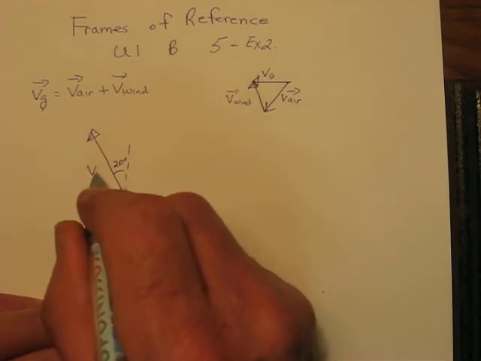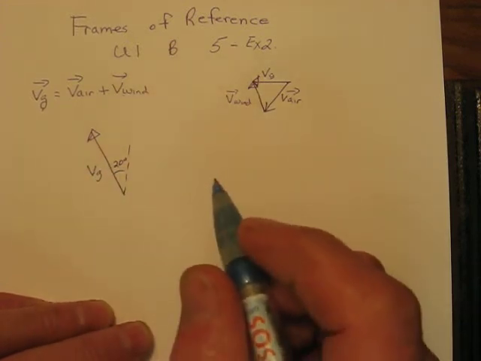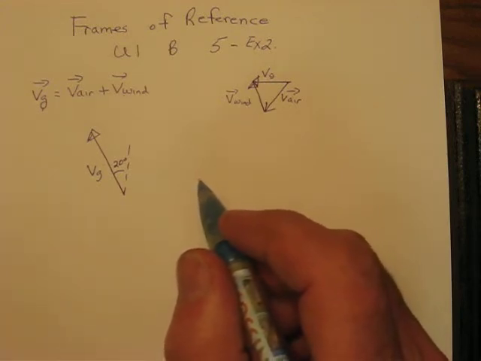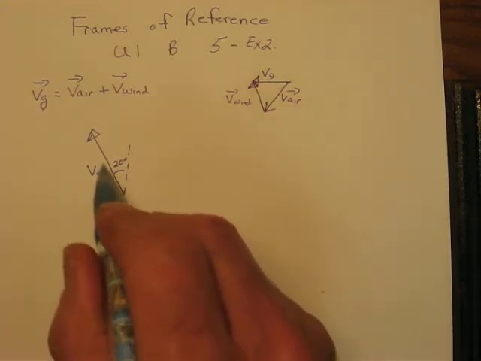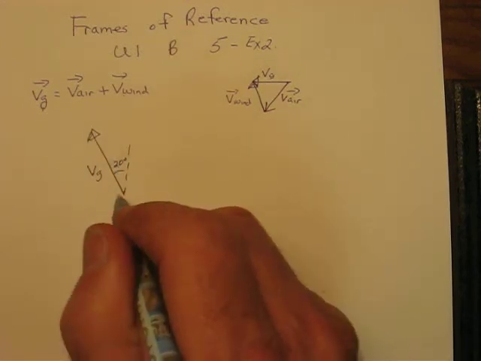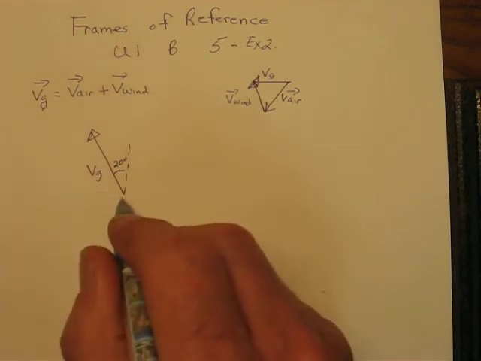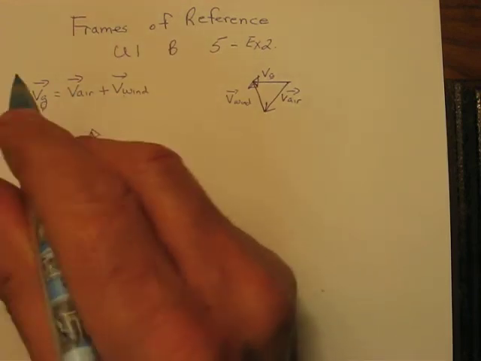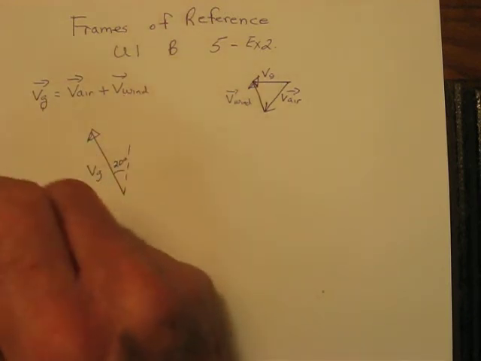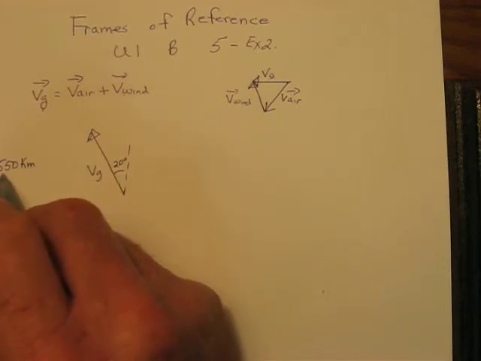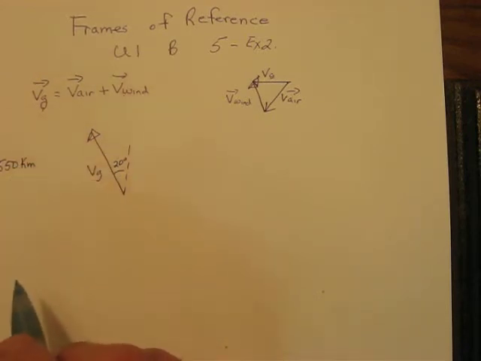So this is VG. Now, one other trick to the problem is it says that this city is 550 kilometers away. Does that mean that this vector is 550 units long? No. All that it means is that this VG, that velocity, will take us in that direction, and we have to cover 550 kilometers. So I will put 550 down, but it is not the length of the vector, because 550 is a displacement. It isn't a velocity.